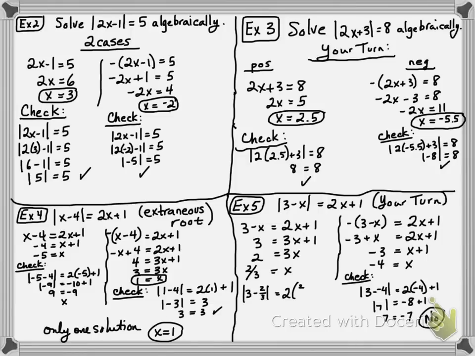Let's look on our other side. Let's check it. 3 minus 2/3 equals 2 times 2/3 plus 1. Well, 3 minus 2/3 is 9/3 minus 2/3, or 7/3. On the other side, 2 times 2/3 will be 4/3. 4/3 plus 1, which is 3/3, is also 7/3. So that works. So you have your assignment. Do the worksheet on the next 2 pages, and we're going to get ready for topic 7.3b tomorrow.